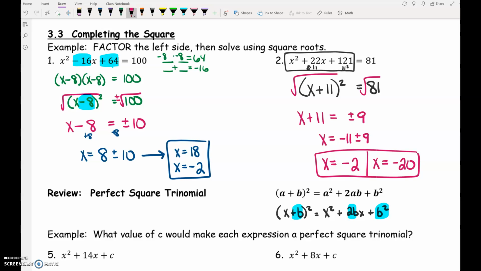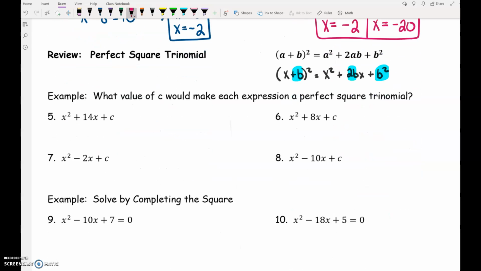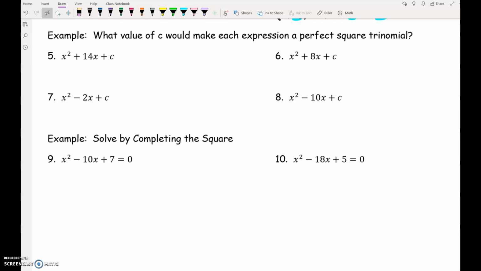Okay, before we get into true completing the square, I want you to practice finding the number that creates a perfect square trinomial. So in this second set of examples, we need to figure out what C needs to be in order for this to become a perfect square trinomial. You start in the middle. What number times 2 is 14? 7. Take 7 and square it. 49. C would have to be 49. Then this would factor into x plus 7 squared. You don't need to do that last step.